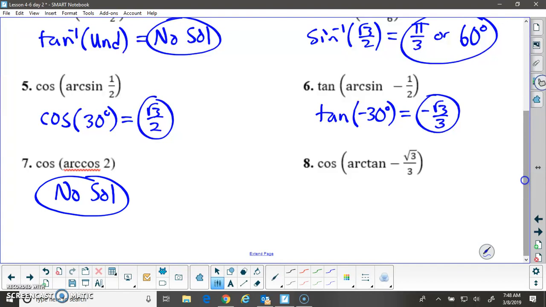And then number 8, we've got the cosine of the arctangent of negative root 3 over 3. So we'll have to take the cosine of negative 30 degrees. And then the cosine at negative 30 degrees is equal to square root of 3 over 2.